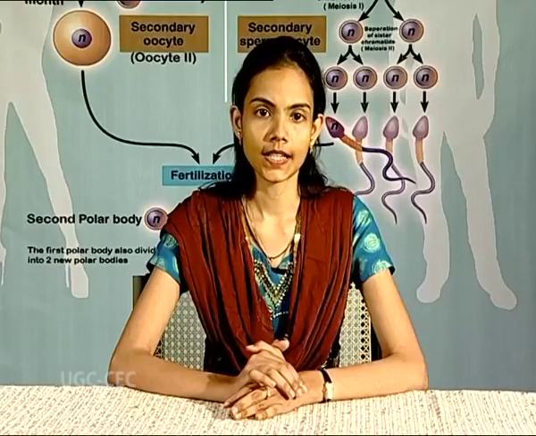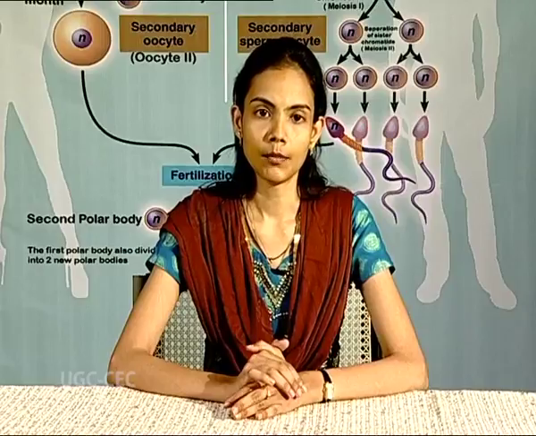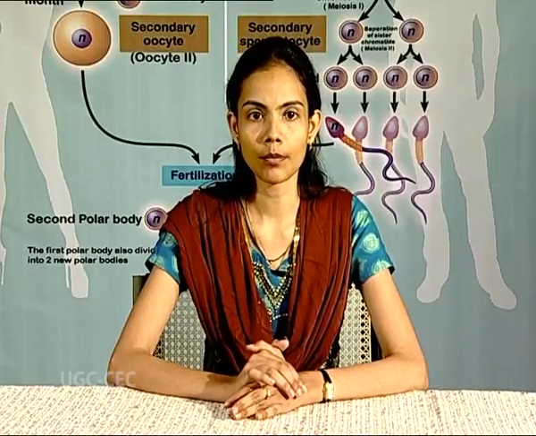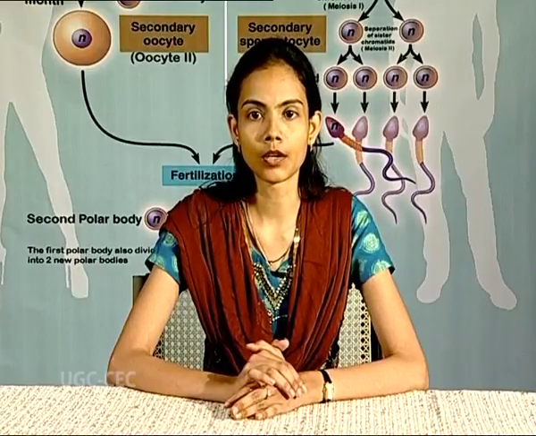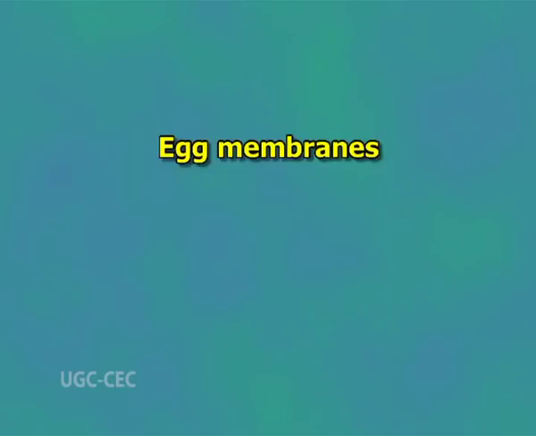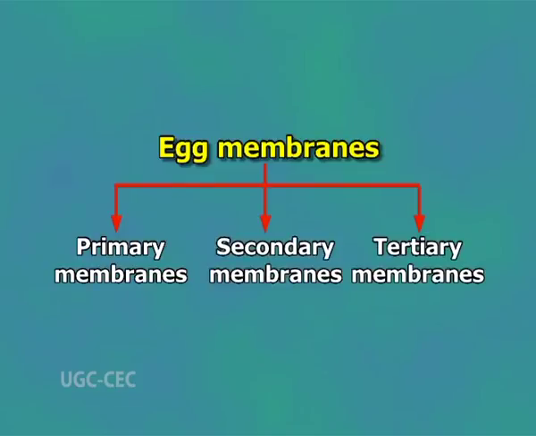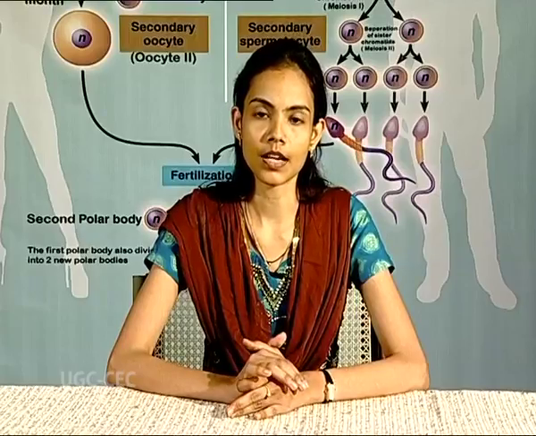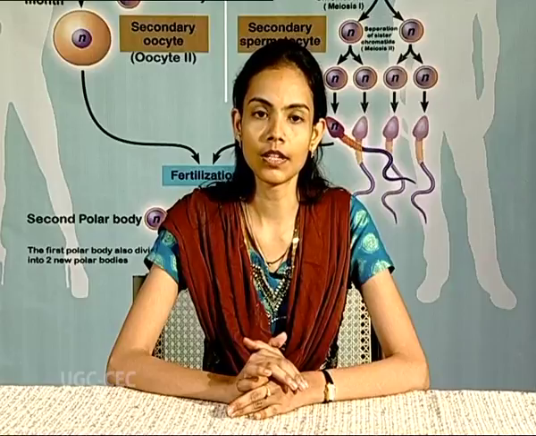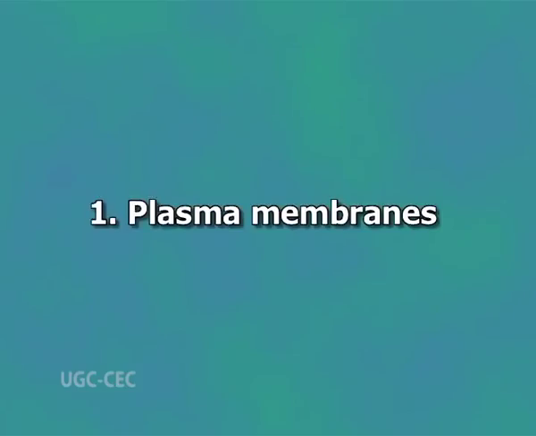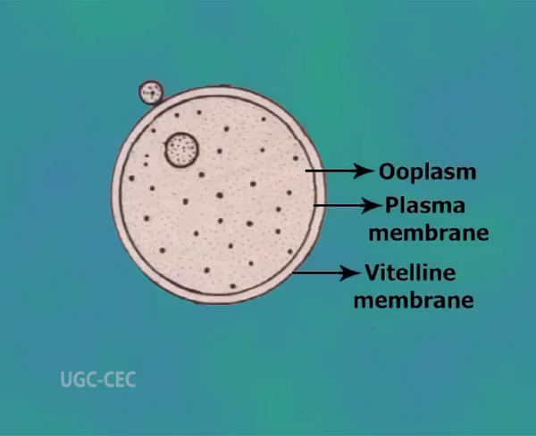Egg membranes. The eggs are well protected by egg membranes. The membranes are produced either by the egg itself, or by the follicle cells of the ovary, or by the oviduct of the mother. The egg membranes are classified into three types: primary membranes, secondary membranes, and tertiary membranes. Primary membranes. The primary membranes are secreted by the ooplasm. They are closely attached to the surface of the egg. They are plasma membranes. The egg is covered by plasma membranes immediately. The plasma membrane is present in almost all animal eggs. The structure of the plasma membranes resembles the plasma membranes of typical cells.